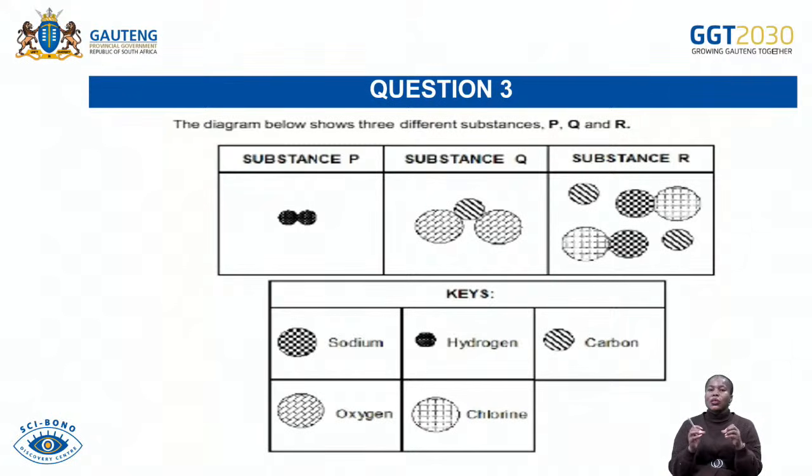So to give the keys on which ball is what, we've got sodium here, that means here is our sodium, and then we've got hydrogen, being dark shaded, that means this is our hydrogen atoms that are bonded to one another. We've got carbon, here is our carbon in here. We've got chlorine, here's our chlorine in here, in there as well as in there, and then we've got our oxygen. Now based on this diagram that is being given to us, we need to answer the following questions.